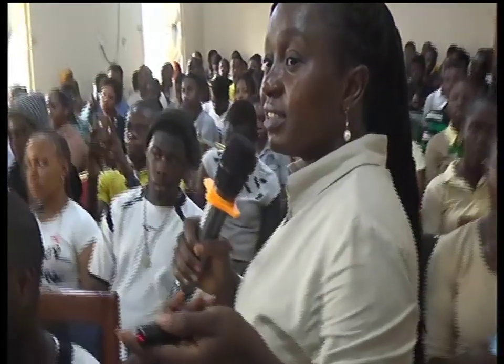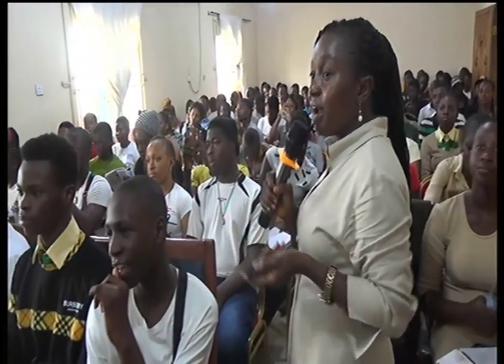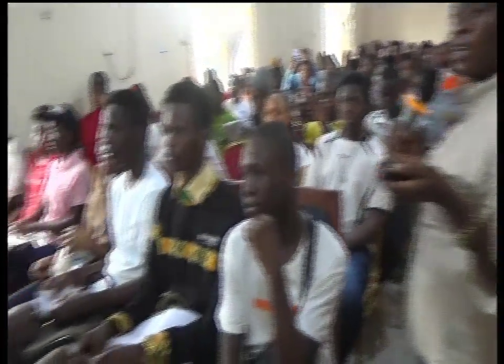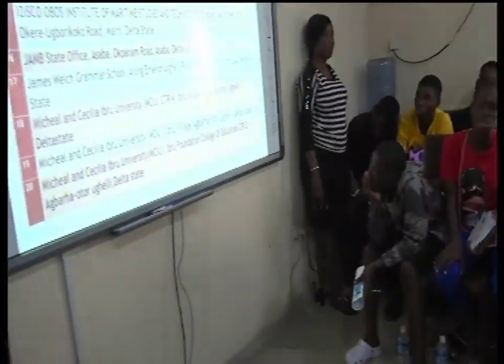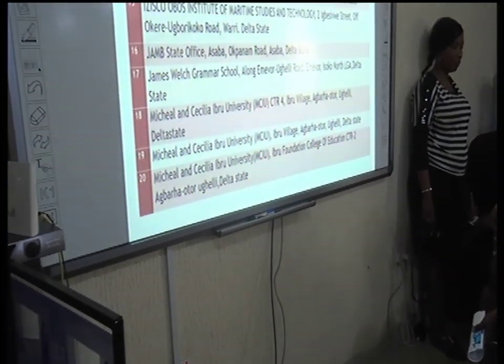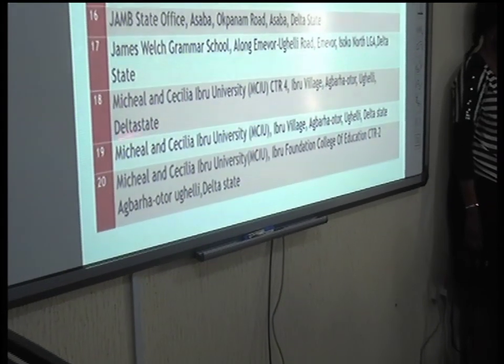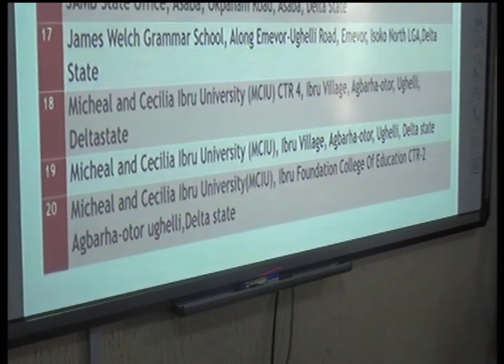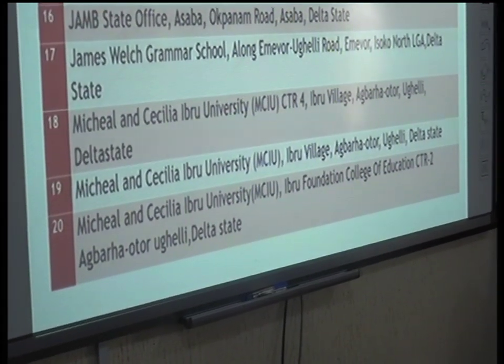Okay, is that one close to you? Okere-Ogbe-Rikoko Road. Izisco Obos Institute of Marine Studies. Then this one is at Asaba. James Welch, Isemevor, Ogeli Roads. Michael and Cecilia Hebrew University, Agbarot, Ugeli. They have three centers.